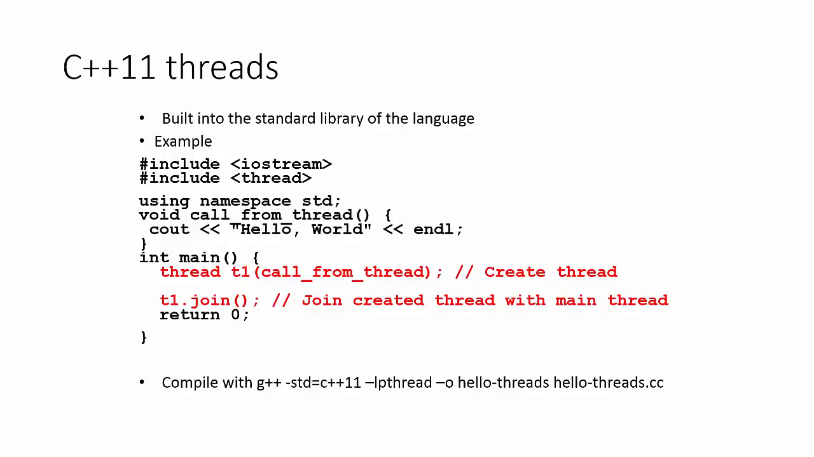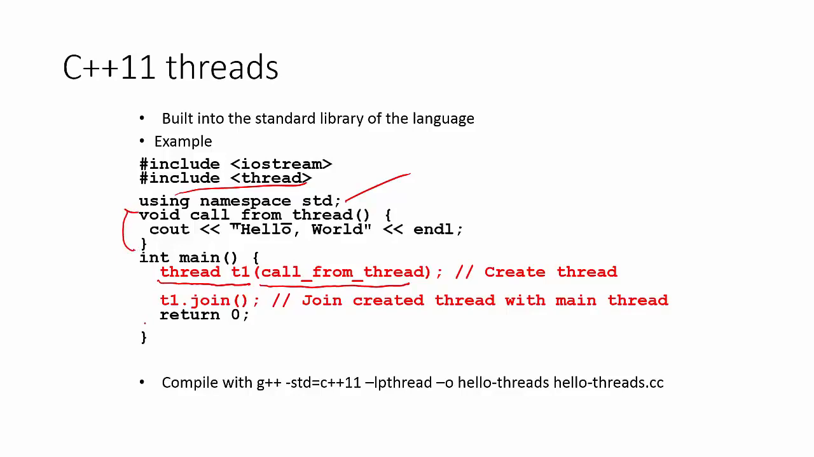Well, first of all, include the thread header. I recommend that you use using namespace std so that you don't have to write std::thread all the time. So you declare a thread, or in this case even create it, by declaring a variable t1 of the type thread, and then you specify a function that this thread should execute, and this one is call_from_thread, which is defined here.